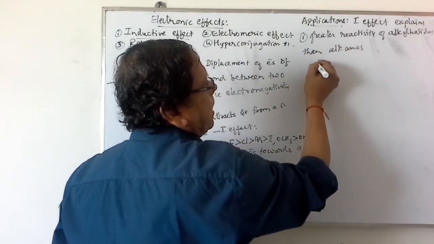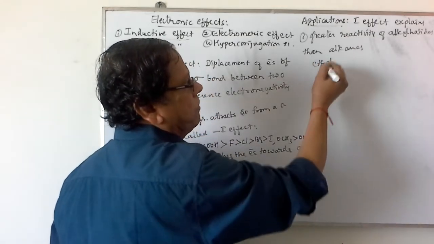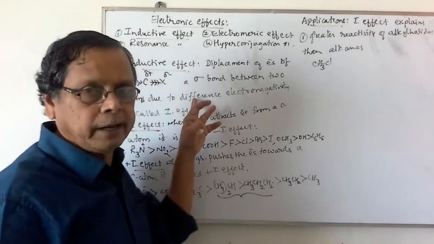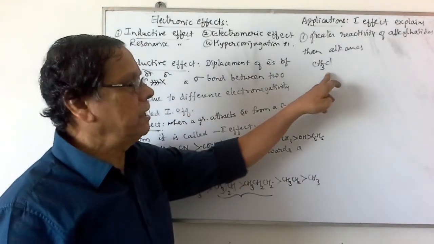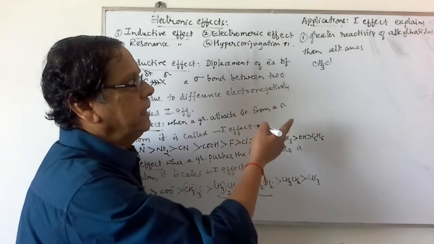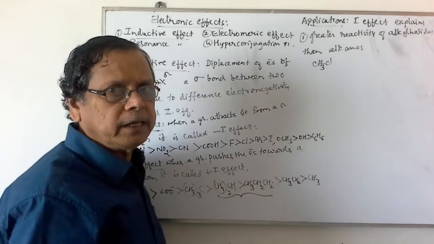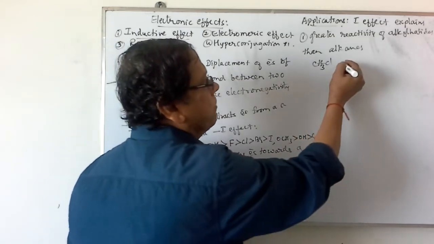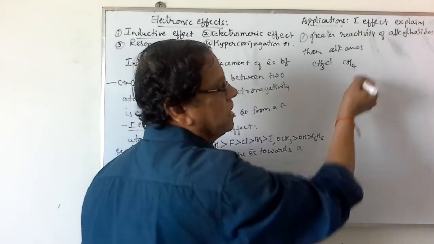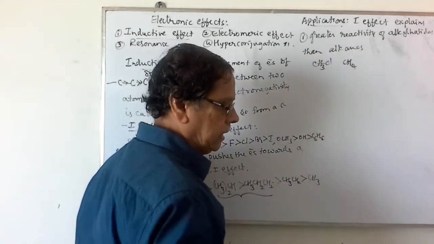For example, when we have this CH3Cl, we know that this carbon-chlorine bond is polarized due to inductive effect, and hence it will undergo easily nucleophilic substitution reactions. It is because of the polarity, that is inductive effect. We have that polarity, that's why it will undergo easy reaction. If you compare this reaction with the methane is less reactive. So that can be explained by considering this inductive effect.